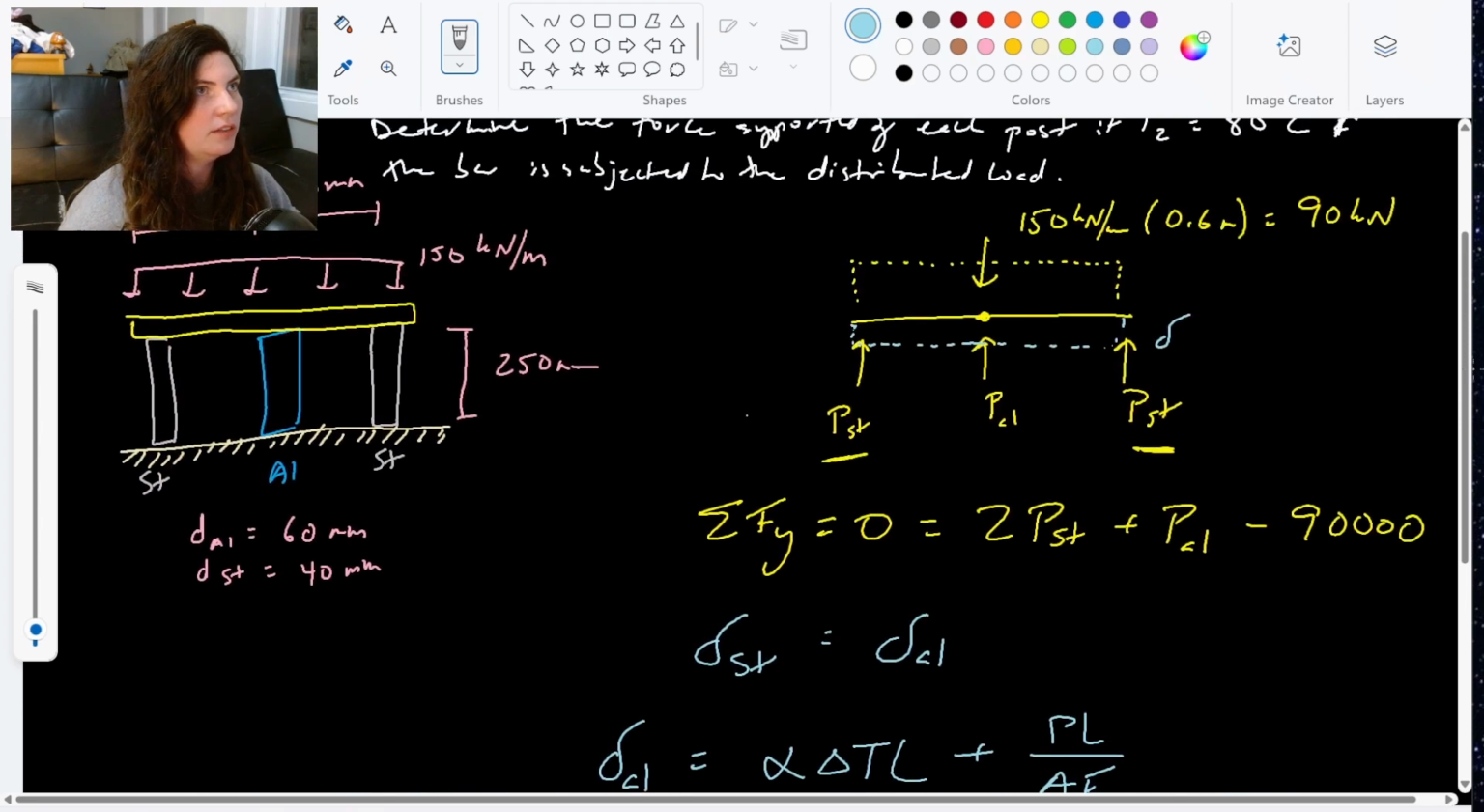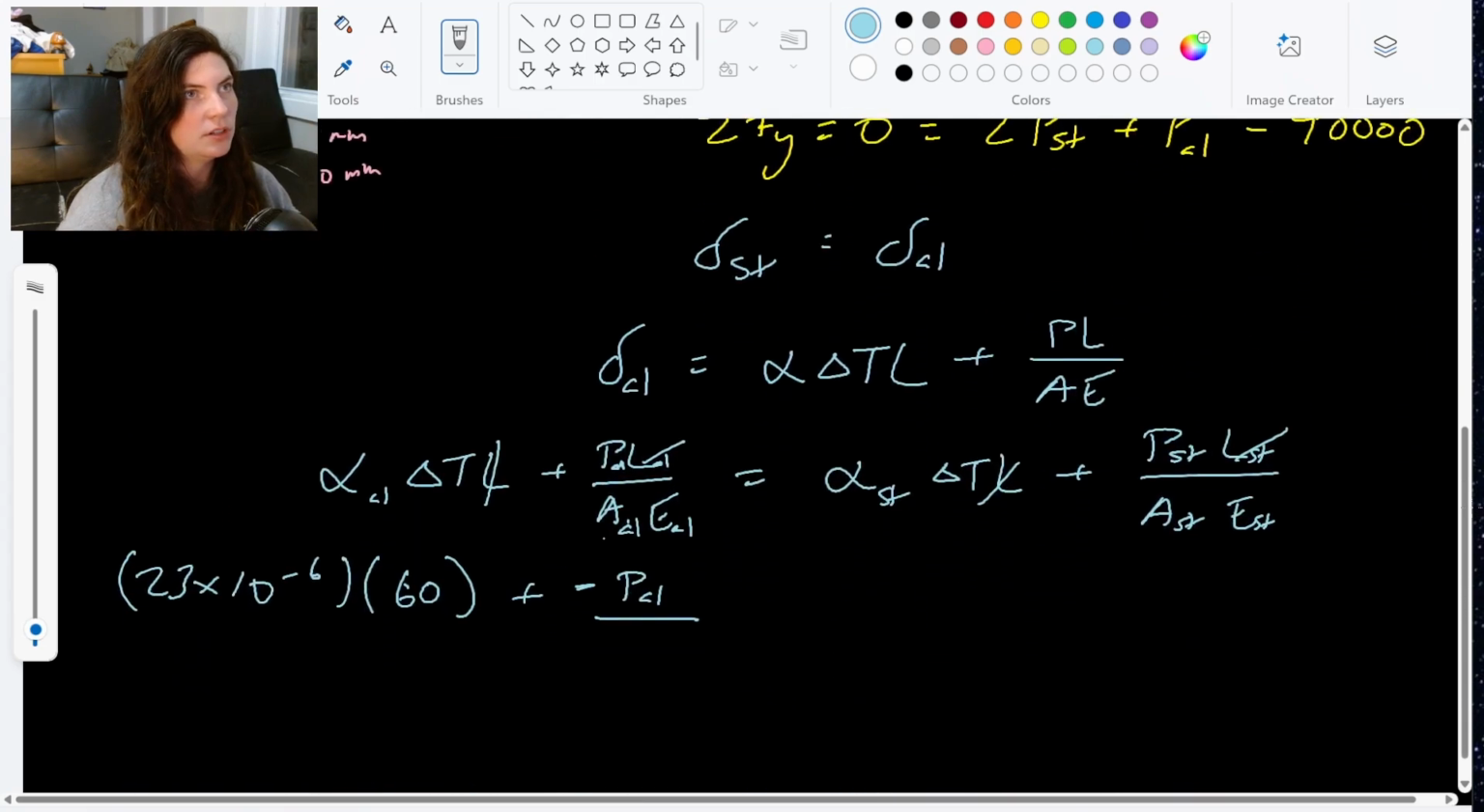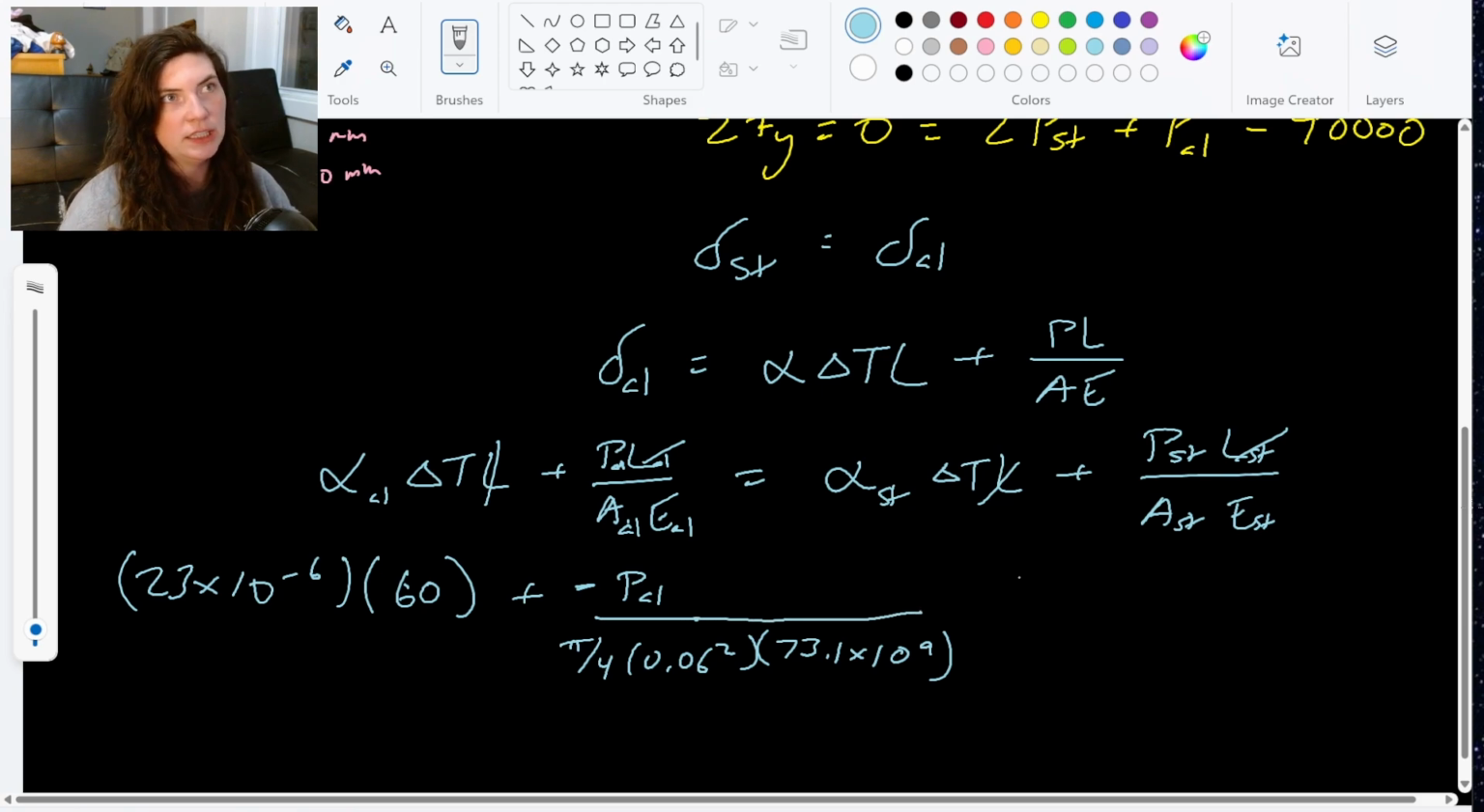All right, and then my area of AL, it gives me a diameter of 60 millimeters, so that's pi over 4 times 0.06 squared. Times modulus of elasticity, we said was 73.1 gigapascals. Giga is 10 to the 9th. Oh my goodness, that's just one side of the equation. Now we'll do our steel side of the equation. Maybe I'll do that in a different color just to liven things up. Let's do steel gray, nice and lively.